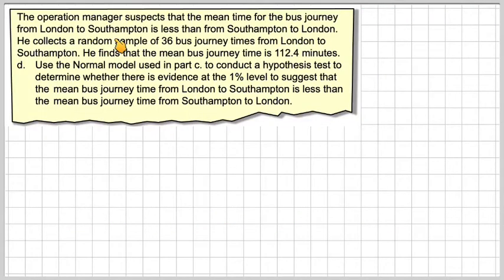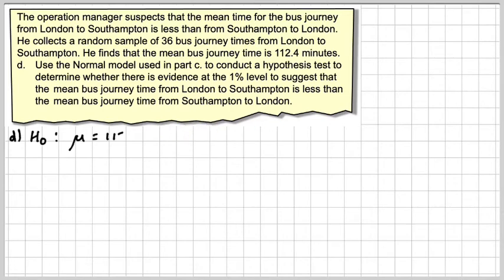Right, the operations manager suspects that the mean time for the bus journey from London to Southampton is less than from Southampton to London. He collects a random sample of 36 bus journey times from London to Southampton. He finds that the mean bus journey time is 112.4 minutes. Use the normal model used in Part C to conduct a hypothesis test to determine whether there is evidence at the 1% level to suggest that the mean bus journey time from London to Southampton is less than the mean bus time from Southampton to London.